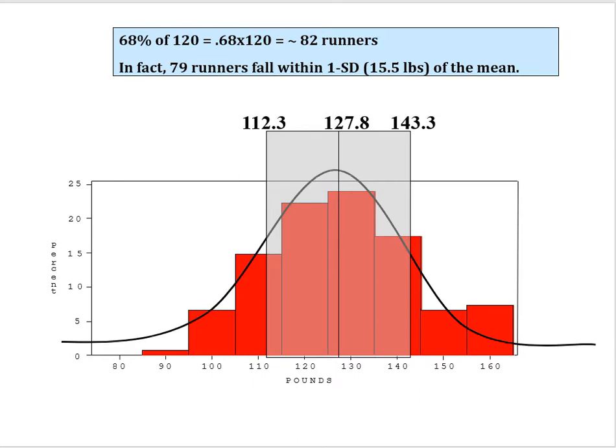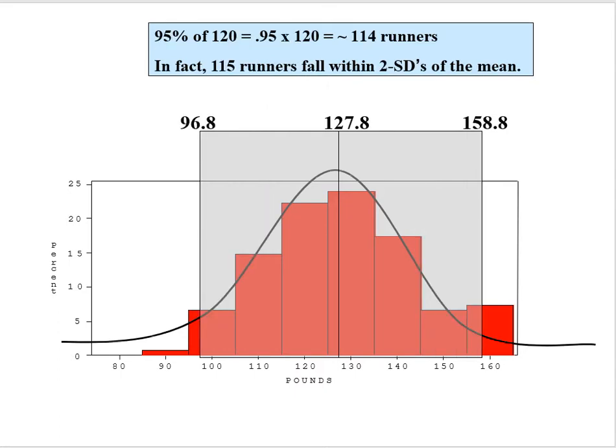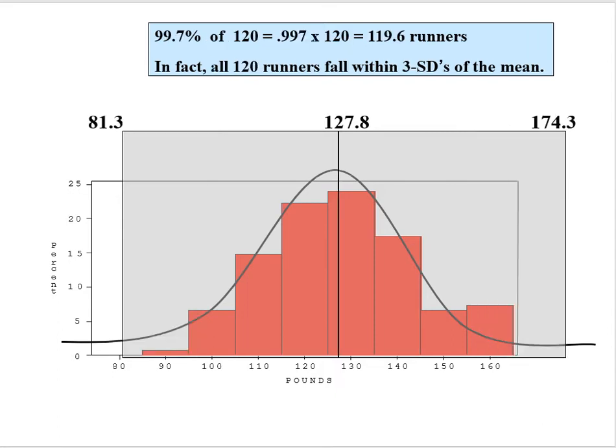Then you can find that 68% of 120 is 0.68 into 120, which is about 82 runners. In fact, 79 runners fall within 1 standard deviation of the mean. These are the graphical representations. For 95% of 120, it is 114 runners. This is the graphical representation for 95%. For 99.7% of 120, 0.997 into 120, it is 119.6 runners. In fact, all 120 runners fall within 3 standard deviations of the mean.